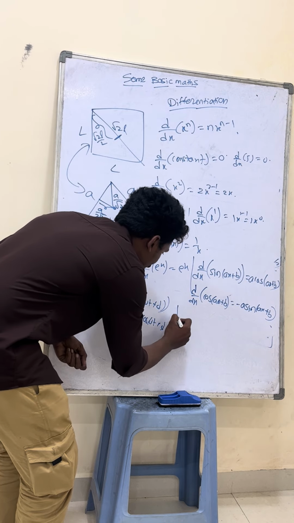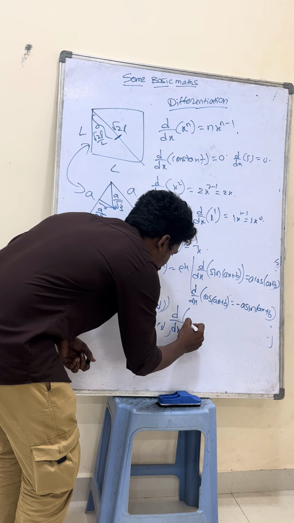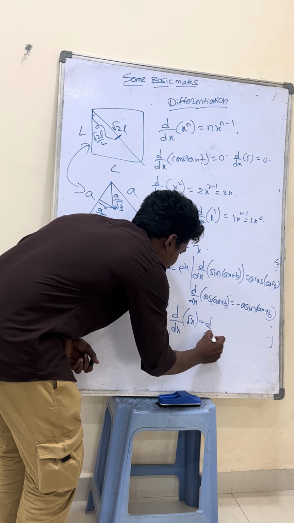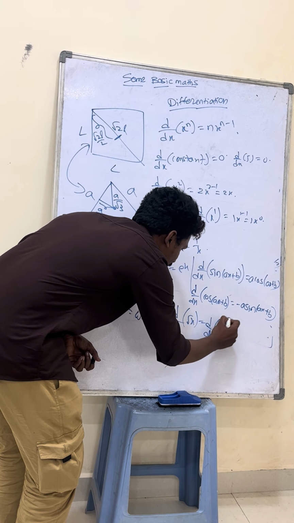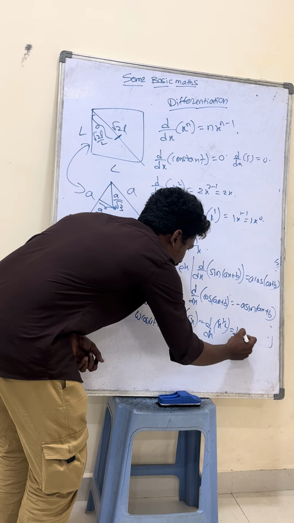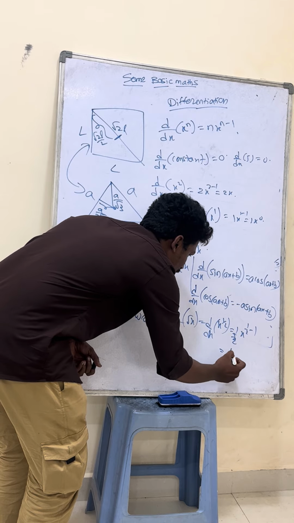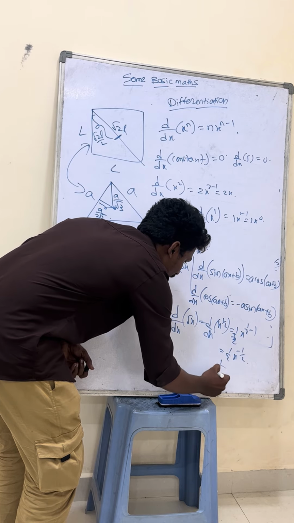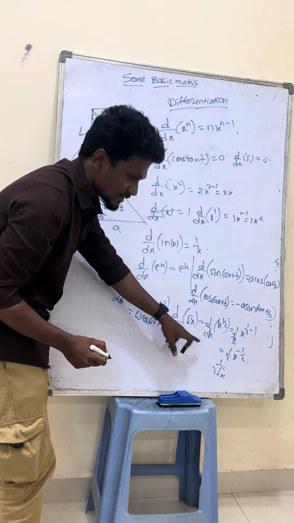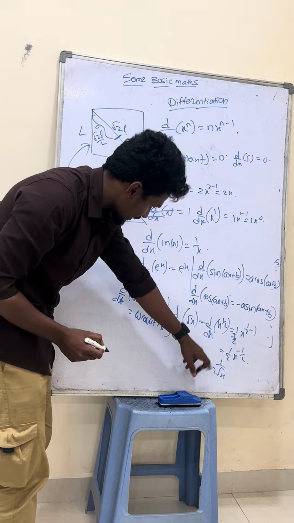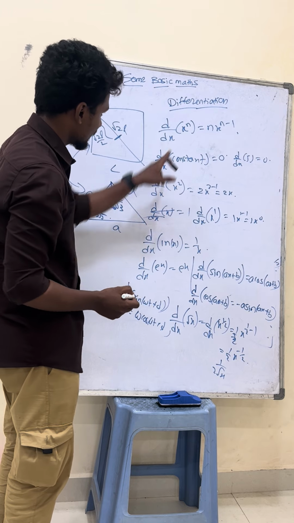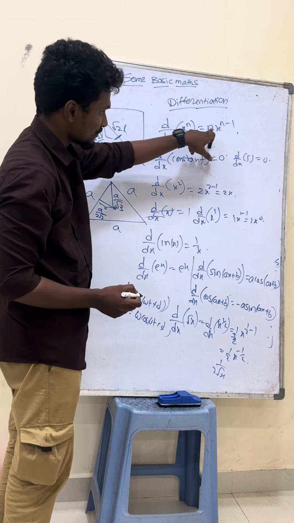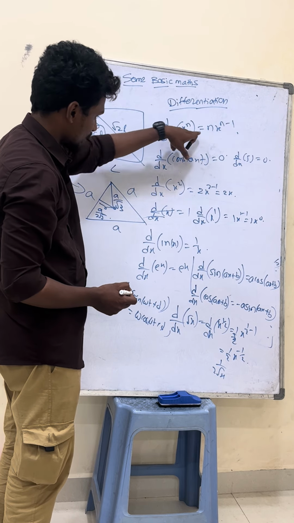And if you ever find d by dx of root x, it can be written as d by dx of x power 1 by 2, that is 1 by 2 into x power 1 by 2 minus 1, which is 1 by 2 x power minus 1 by 2, or 1 by 2 root x. So d by dx of root x is 1 by 2 root x, another important formula that we better remember. So anything, use this formula. D by dx of x power n is equals to n into x power n minus 1 is quite an important formula.